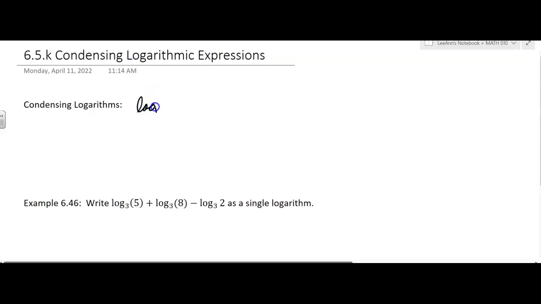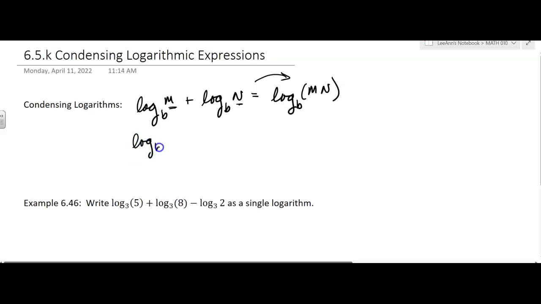So if we have log base b of m plus log base b of n, we can combine that to one logarithm, log base b of mn. So we're just running the property the other way. If we have addition of two things, we can put it together as multiplication. Similarly with subtraction, if we have two logarithms that are being subtracted, we could put them together as one logarithm with the arguments being divided. Now, you have to remember the bases have to be the same.